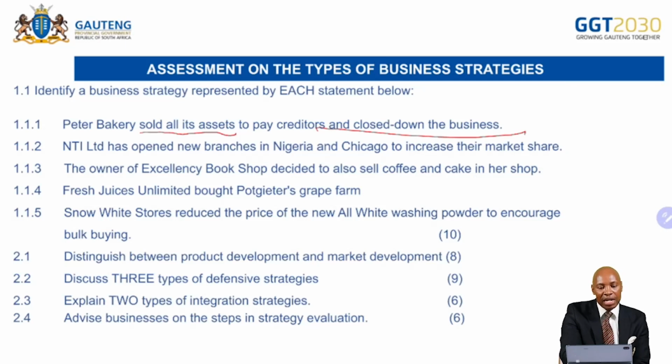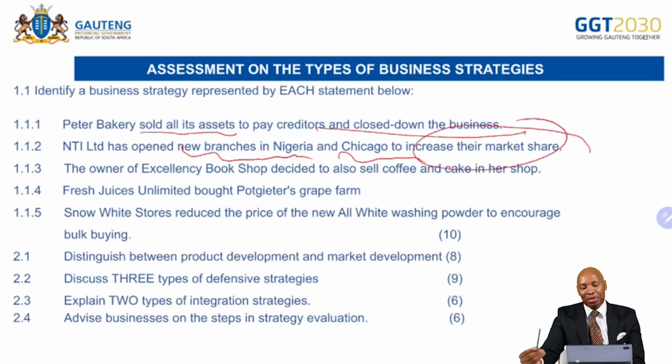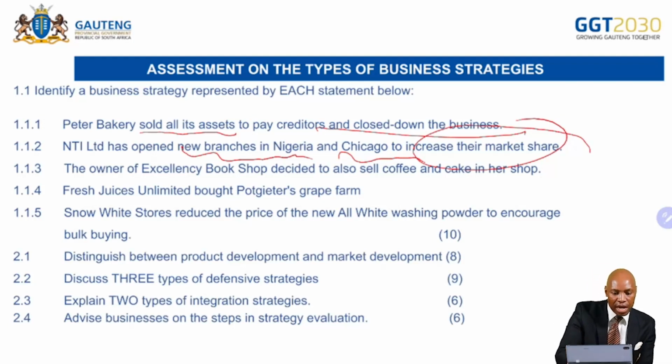Right. NTI Ltd has opened new branches in Nigeria and Chicago to increase their market share. Now also think which type of business strategy. So this is just to show you how questions may be asked in and around business strategies, let alone the other ways that I have shown you. Right, the Fresh Juice Unlimited bought at Potgieter Grape Farm. Then you have the answer. Then I like this one.